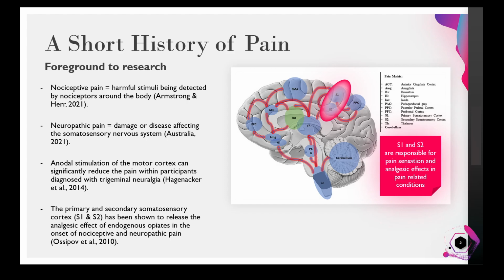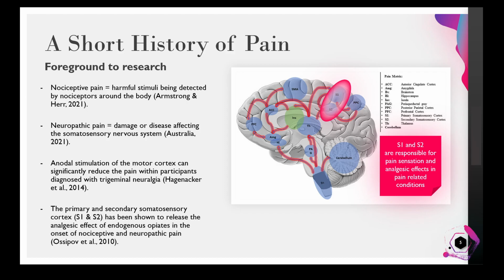This is because tDCS has the unique capability of targeting specific brain regions that are related to pain. For instance, in a controlled study conducted by Hagenaker and colleagues, they found that with the anodal stimulation of the motor cortex, they were able to significantly reduce the pain for an extended period within participants who were diagnosed with trigeminal neuralgia, in which their evidence described that they were able to reduce the pain through the anodal tDCS of the primary motor cortex, which was placed contralaterally to the symptomatic side of facial pain the participants reported.